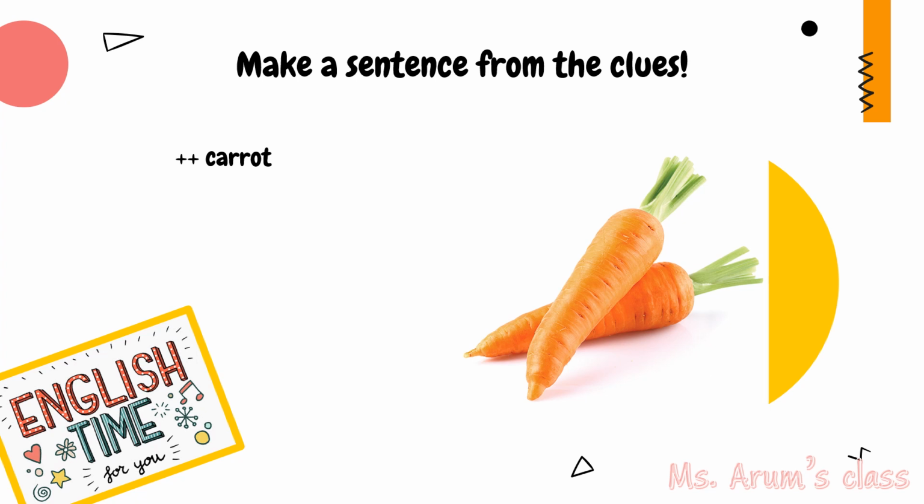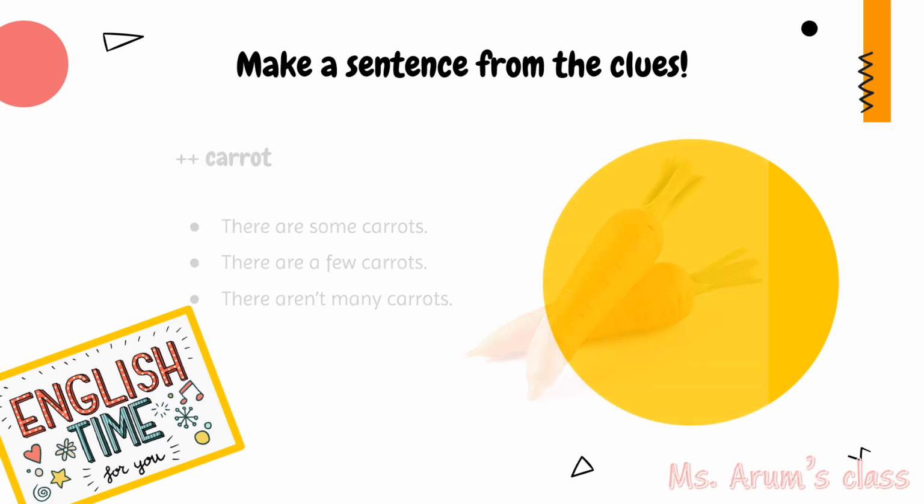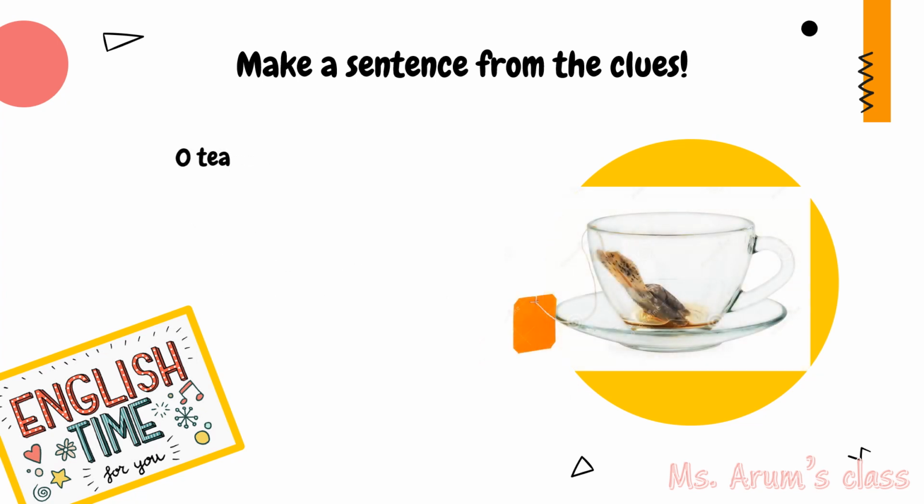What's this? Yes, there are some carrots or there are a few carrots or there aren't many carrots. Very good. Next. No. Okay, what's this? Very good. There is no tea or there isn't any tea. Next.